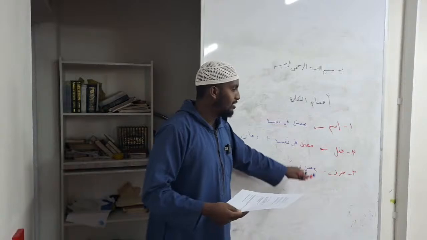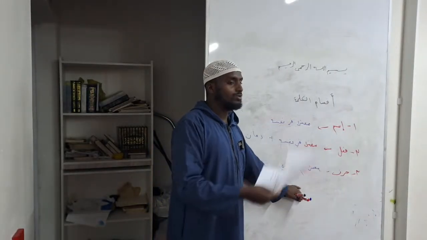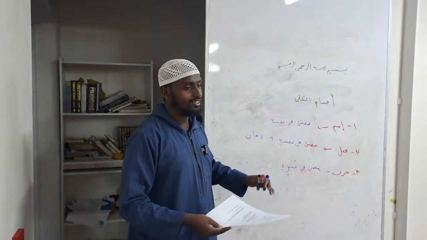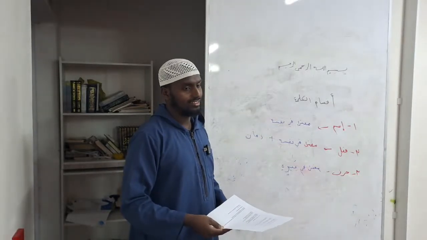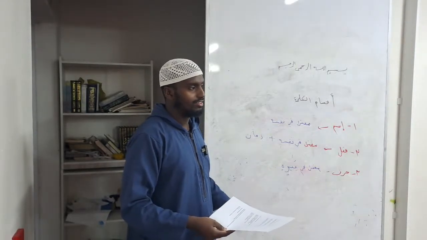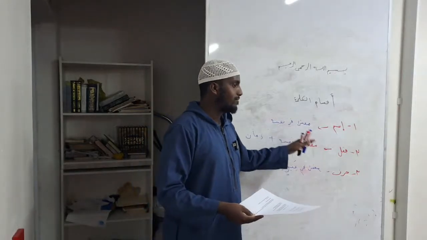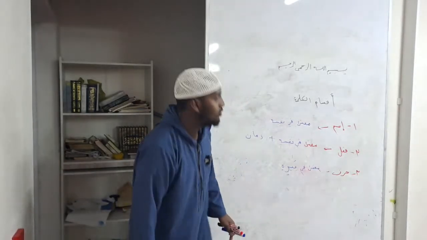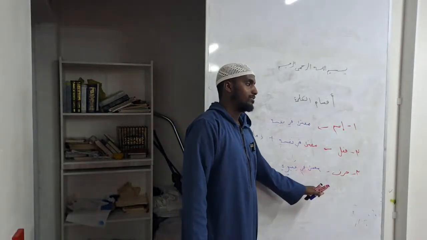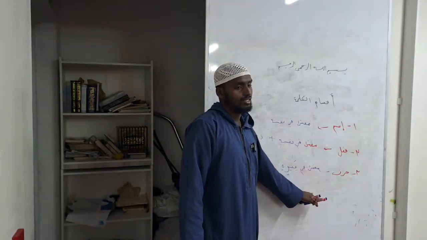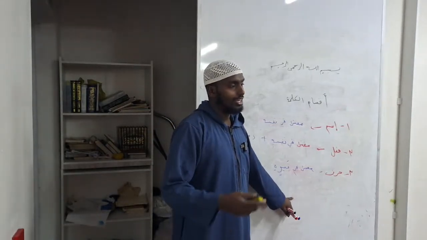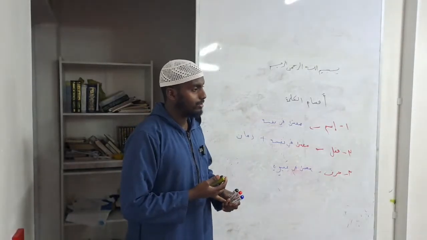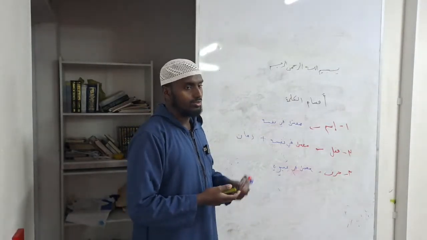Ismun, fi'lun, harf. All Arabic words that we use in our speech, that we write in the Quran, it's one of these three. It's only one of these three. There's no fourth type of word. It's all ismun, or fi'lun, or harf. And the harf we're referring to here is a harf ma'na, a harf that comes with meaning. Not a harf, alif ba ta, those harf. A harf that comes with meaning, a harf ma'na, like min, from, ala, upon, ila, to.